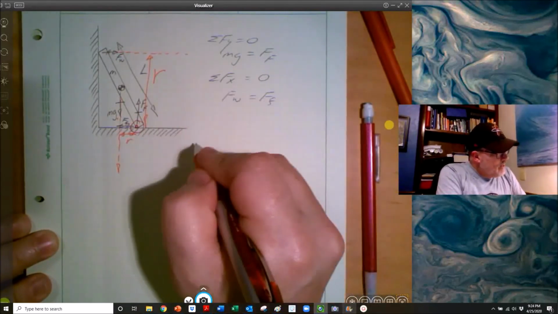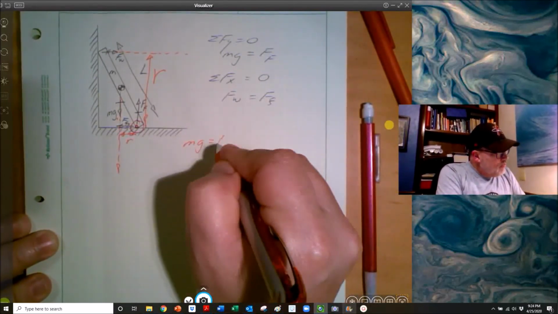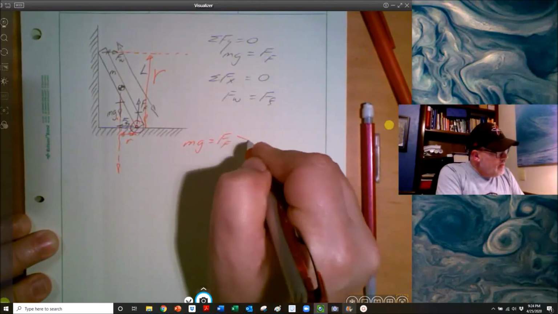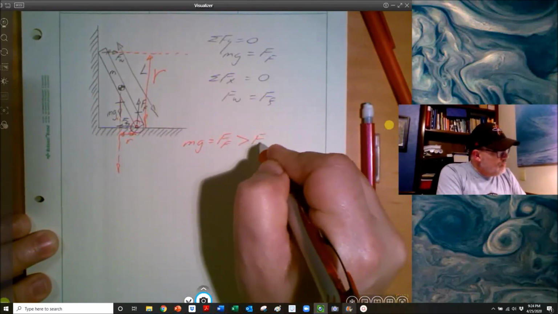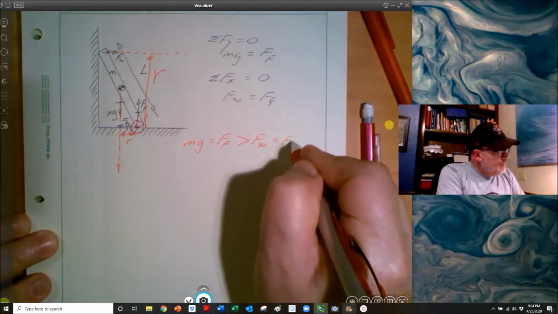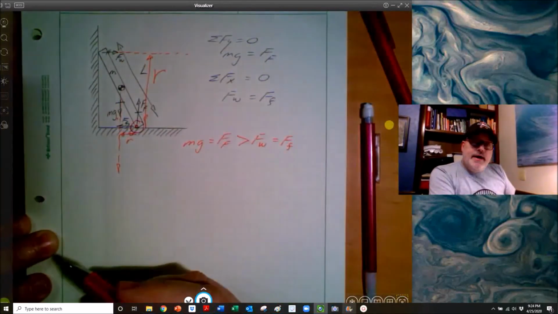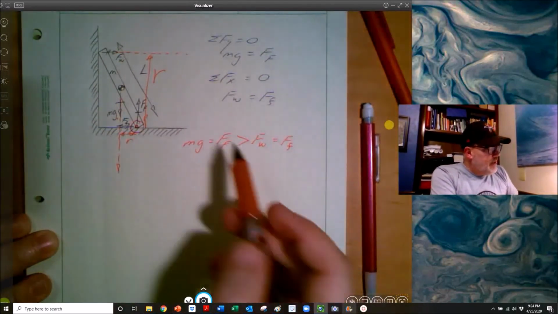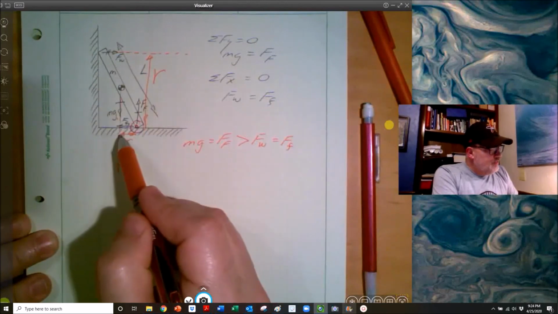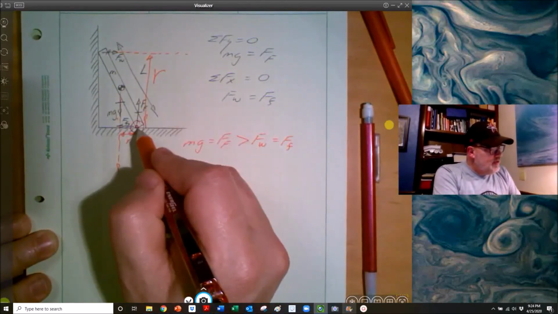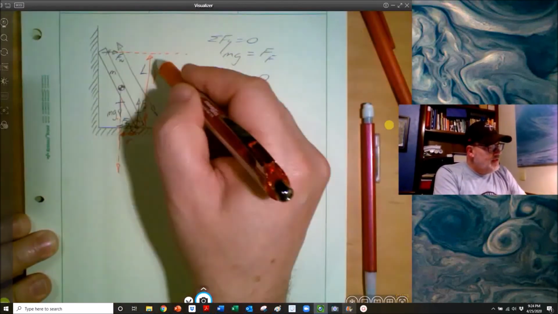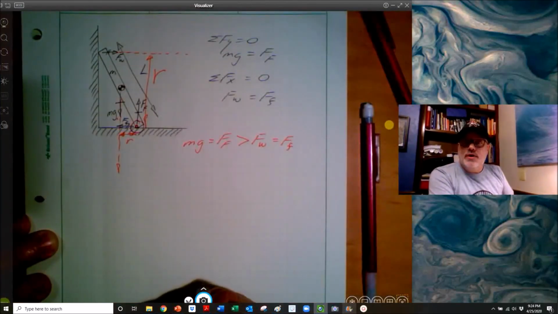So if we were to rank these, mg would equal the force from the floor, and those two would be greater than the force from the wall, which equals the force friction. In order to find out the actual size of the wall force compared to mg, I would need to know the size of this radius compared to this radius so I could throw it into an equation.